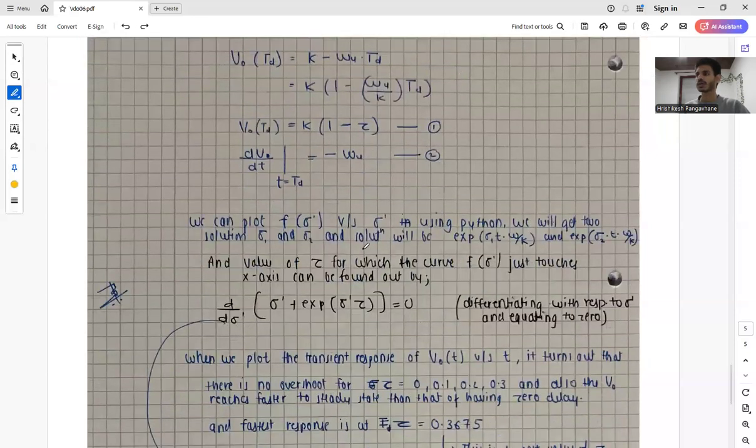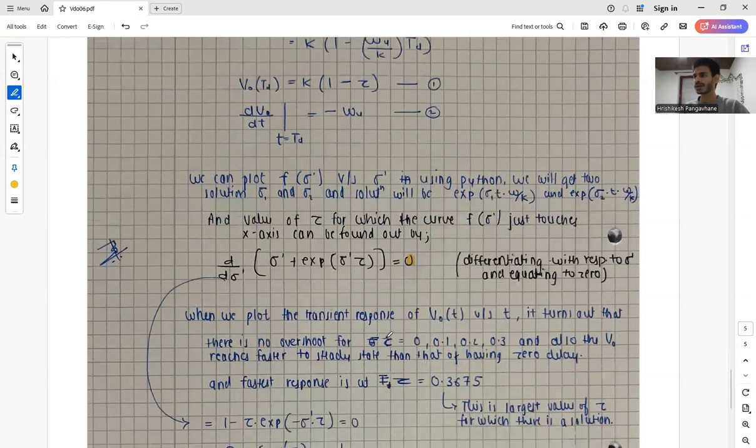So now the value of tau for which the curve of the function of sigma prime just touches the x-axis can be found by differentiating the function by sigma prime itself and then equating it to 0. So we are saying that the minimum value of the curve should be equal to 0, and that will give us the boundary condition for which we are getting real values of solutions for the minimum values of tau.